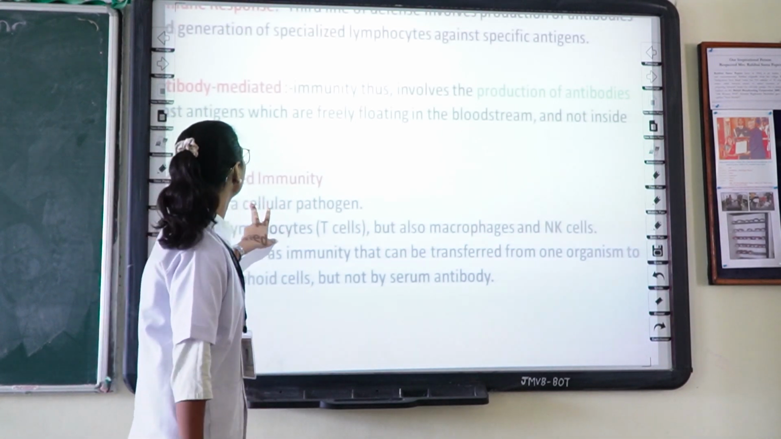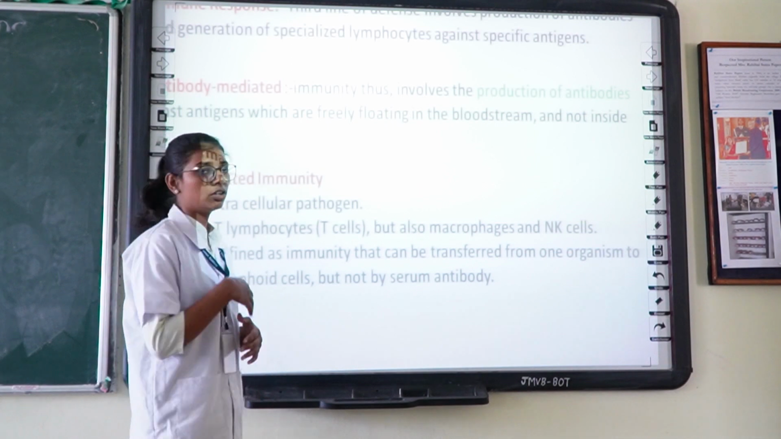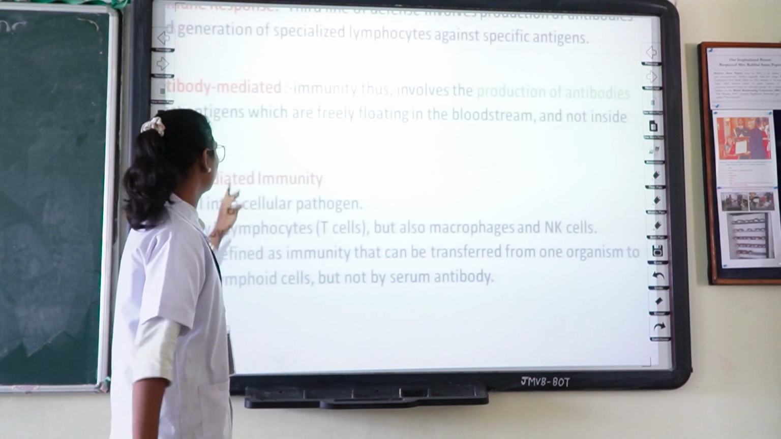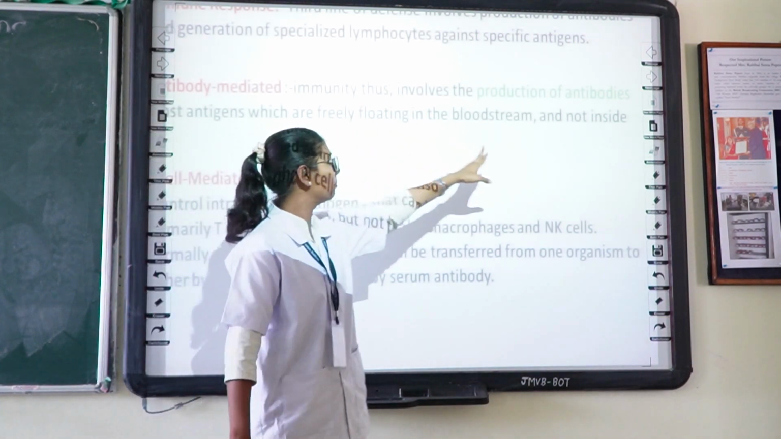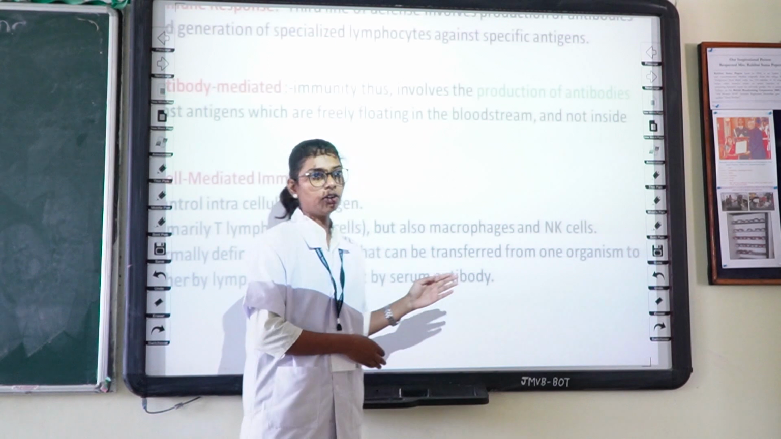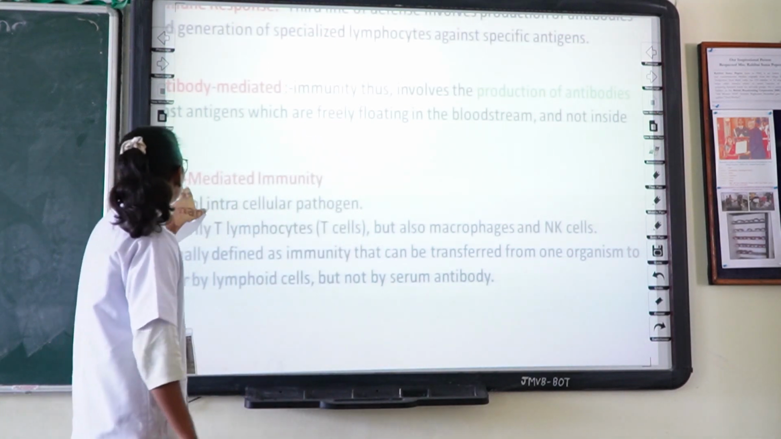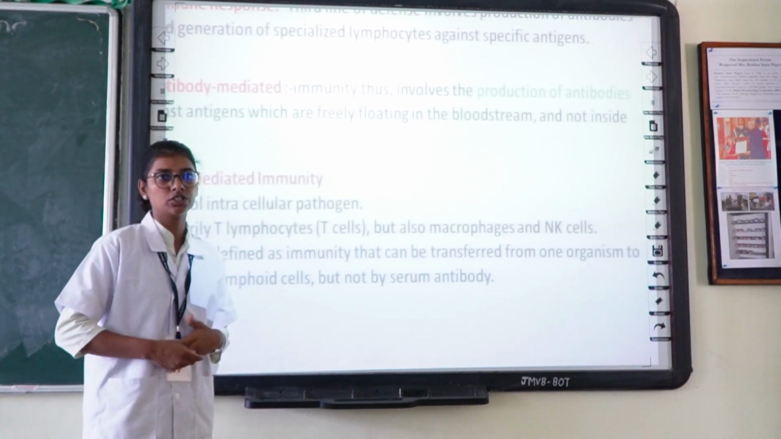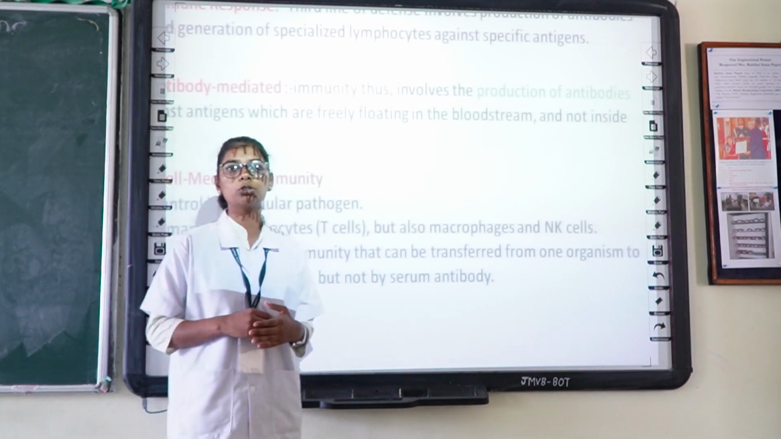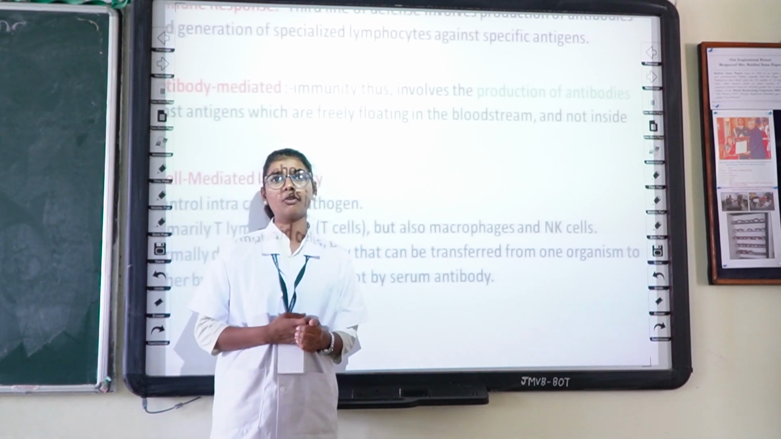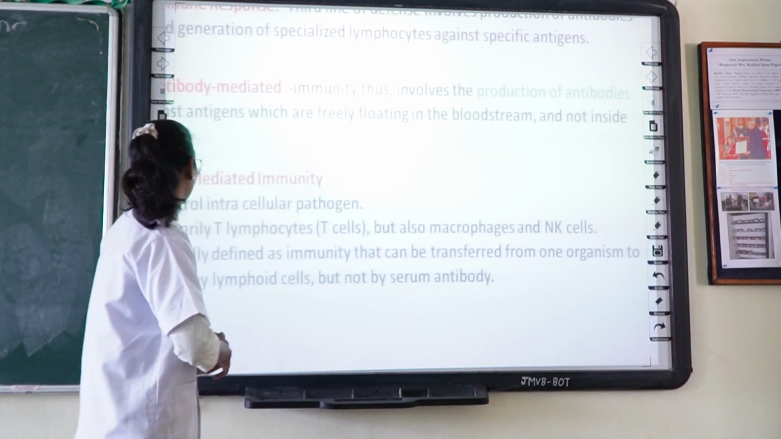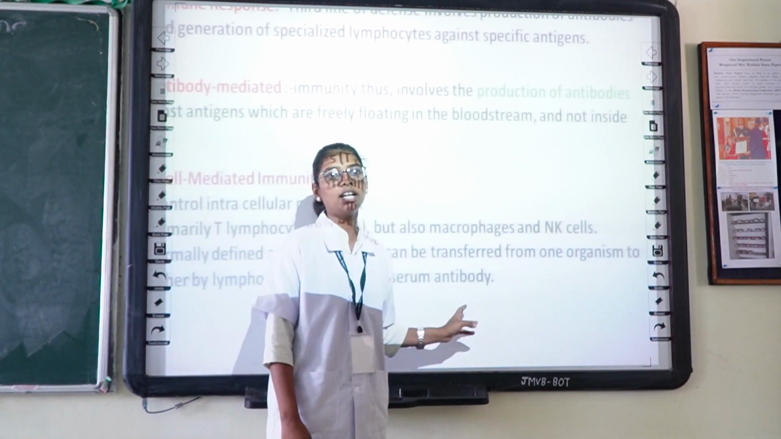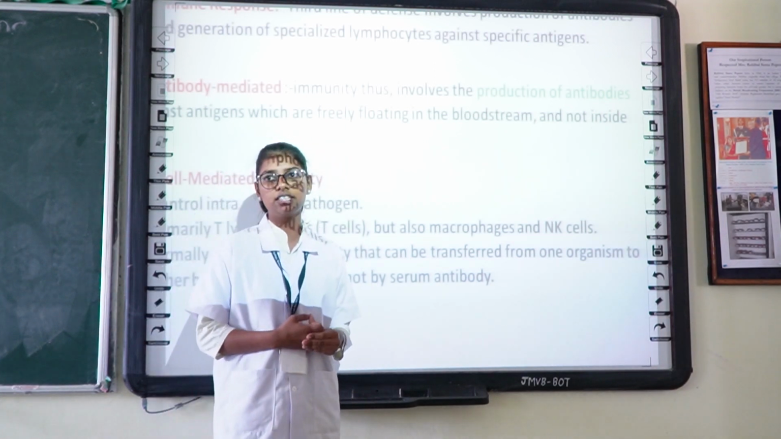In antibody mediated immunity, the immunity involves the production of antibodies. Means the antibodies are produced, and we can see them freely floating in the bloodstream or inside other organs. Next, cell mediated immunity. Immunity controls the cellular pathogens, where the primary T lymphocytes, also the macrophages and natural killer cells, work, and it is defined as the immunity that can be transferred from one organism to another by the lymphoid cells or by the serum of the body.